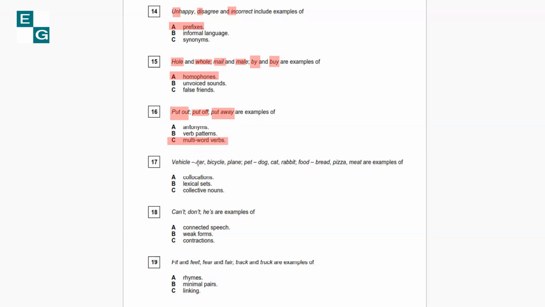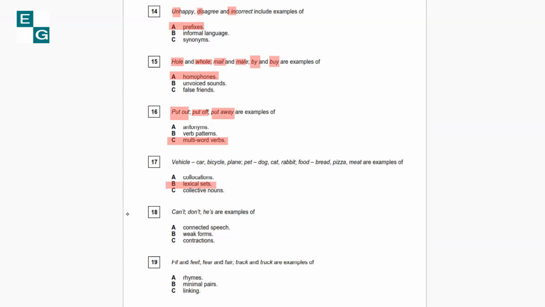Then we have the words vehicle, car, bicycle, plane, or pet, dog, cat, rabbit, or food, bread, pizza, or meat. And these are examples of lexical sets, groups of words with a related meaning.